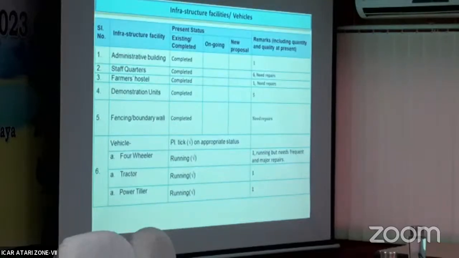These are the infrastructure facilities in our KVK. As we can see here, the staff quarters need repairs, and the farmers' hostel also needs repairs. And we have one 4-wheeler that is very useful. It is running, but it needs frequent repairs.